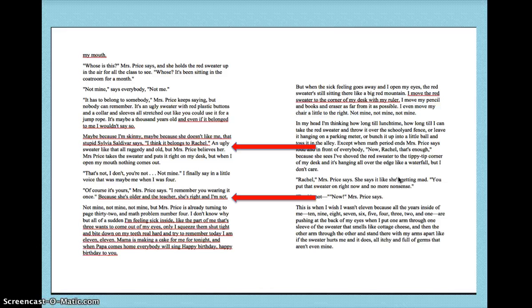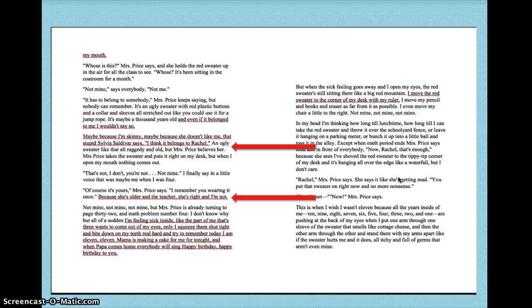It says, "Because she's older than the teacher, she's right and I'm not." I think the author included this because it's Rachel resigning to the fact that since the teacher is an adult, she doesn't really have a say and she has to do whatever the teacher tells her, which I think many children feel. I wonder if she had said something, if Mrs. Price would have actually taken the sweater back.